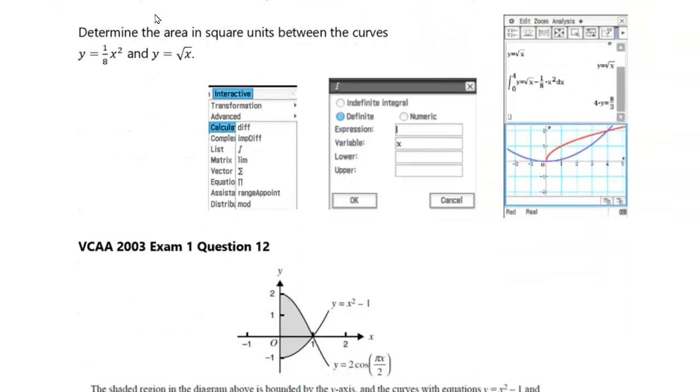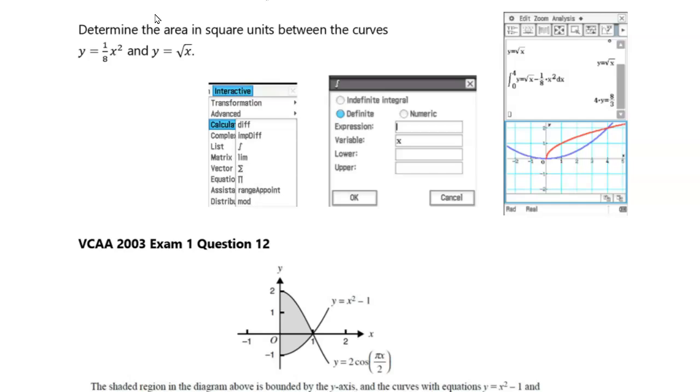Okay, we're going to determine the area in square units between these two curves. Now notice I made a bit of an error when I put this into my CAS. I accidentally included a y equals inside of here. And if we got rid of that, and we just had the function on top minus the function underneath, we would get an appropriate answer.